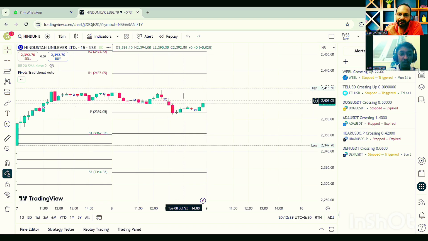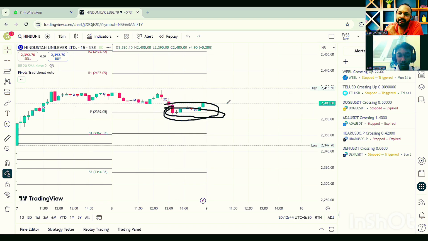See, the area is near the support, right? You can see that all the lines are near support. So this is the best zone to buy.